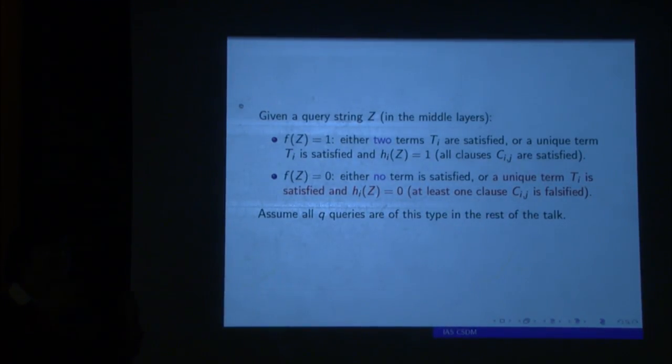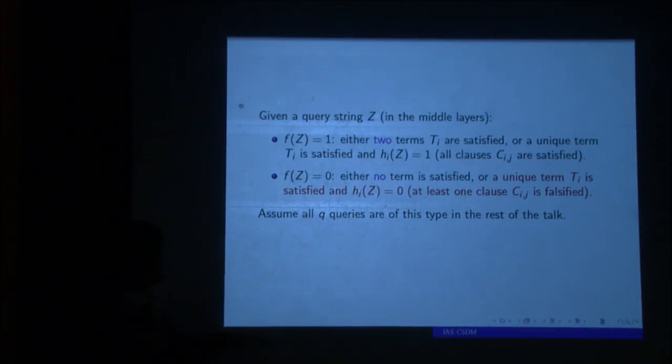like what I said earlier in the table. I don't care about 0 entries. I don't care about strings that do not satisfy a random term because that's most likely the case, and it doesn't really help us distinguish the two distributions that much. So let's focus on these strings.